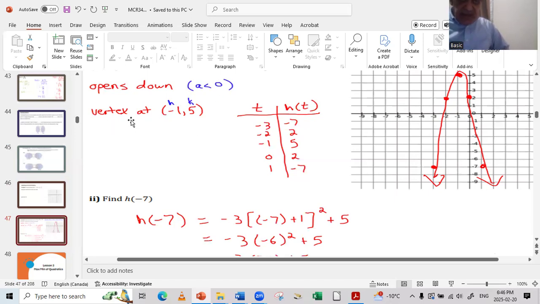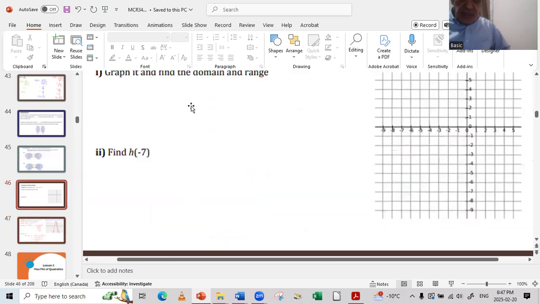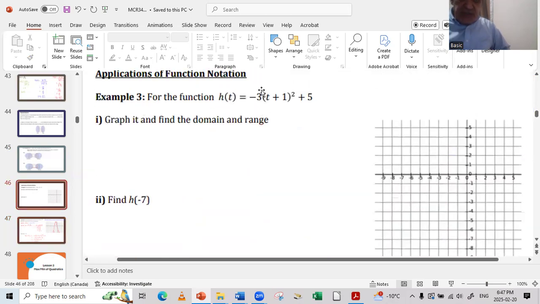Look at this. The vertex is at what? Minus 1 and 5. Why? I will tell you. Because this is the point where the curve makes a turn. We call it the vertex. And this we call a maximum, not a minimum. This is a maximum point, because A, the coefficient, is minus 3.